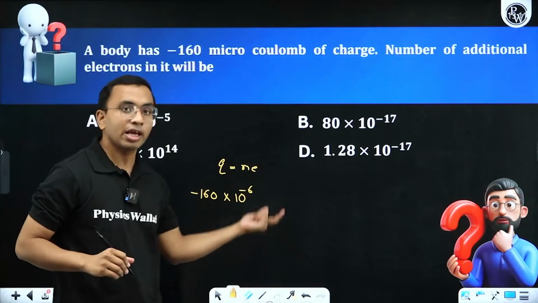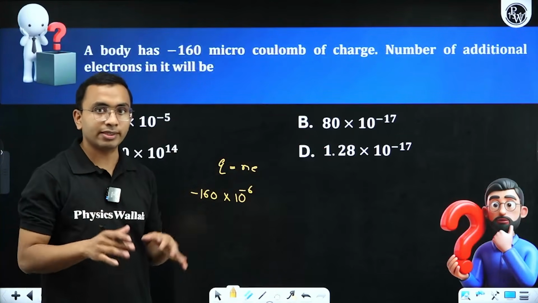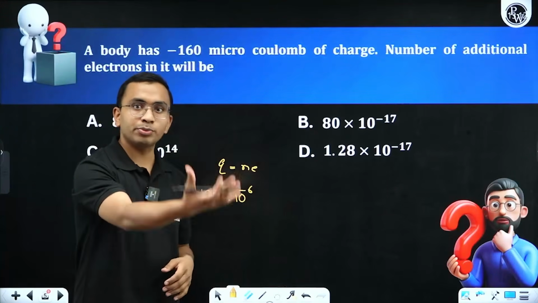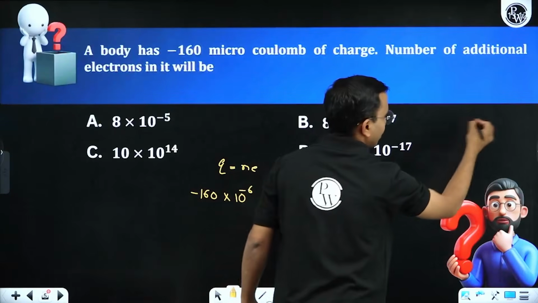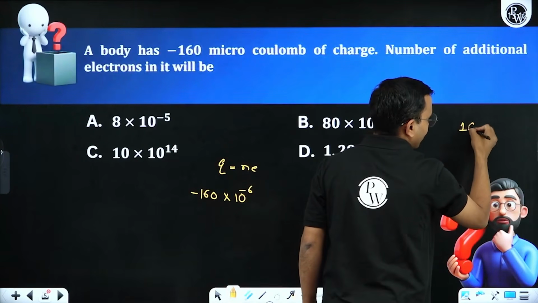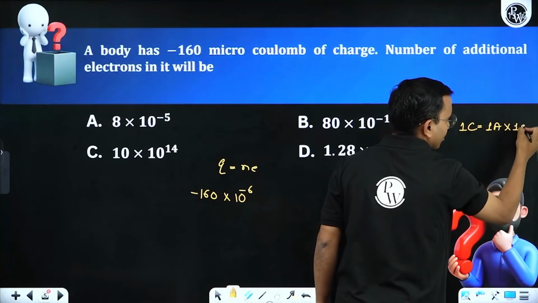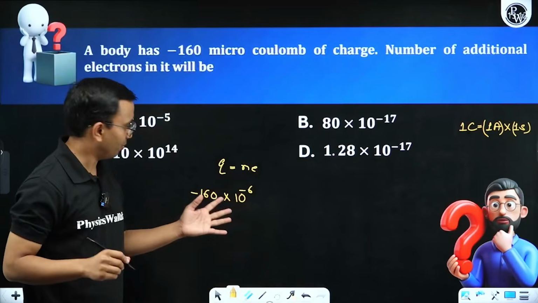Micro is 10 to the minus 6. Coulomb is the SI unit of charge, as you all know. 1 coulomb is 1 ampere into the time. So if we take 1 coulomb, it is basically equal to 1 ampere into the time, that is 1 second. So this is 1 coulomb.